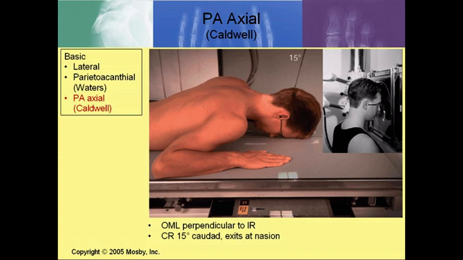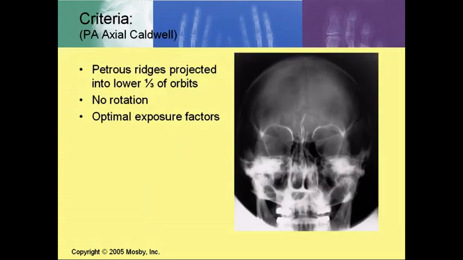So we see here both erect and on the table with the Caldwell, we have our orbitomeatal line perpendicular to the image receptor with a 15-degree caudad angle seen here to exit at the nasion. The petrous ridges should be projected in the lower 1/3 of the orbit with no rotation and optimal exposure factors. So we will be looking lateral here to the orbit and the lateral aspect of the skull to ensure that we have equal distance and showing no rotation.